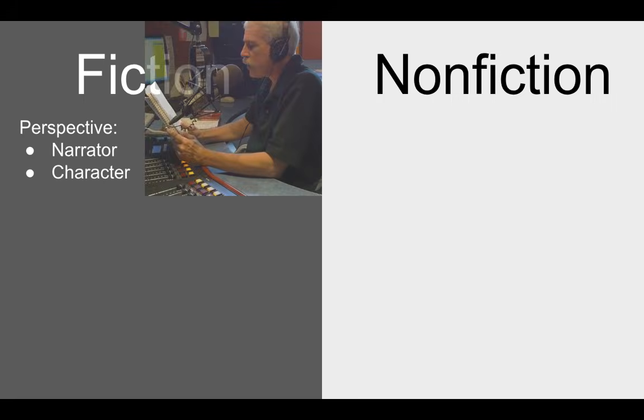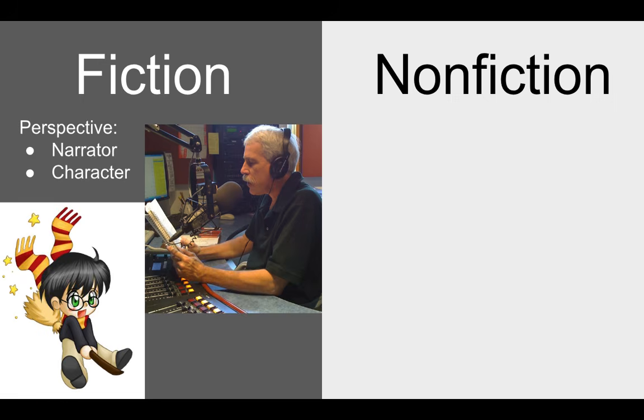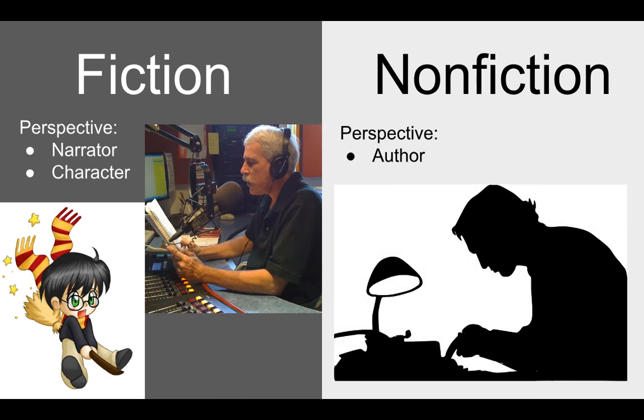Moving on to the perspective of fiction, there can be two perspectives, either that from the narrator or from a character. And we can think of a narrator as someone outside of the story, just telling us what's going on, or it could be from an actual character in the story, giving us the events from his or her perspective. Nonfiction, on the other hand, comes from the perspective of the author, or in other words, the person who wrote that work.